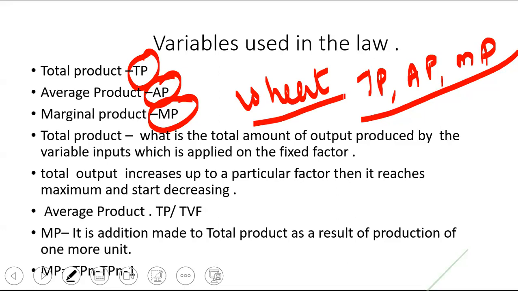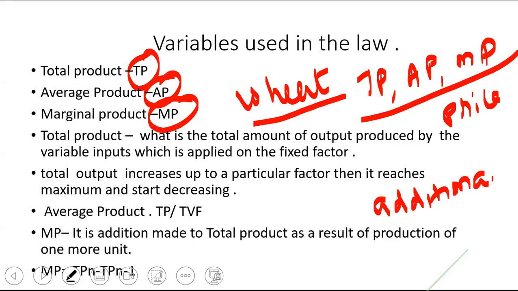What is average product? Average product is generally the price per unit. How will I sell the 100 units? How much will I charge for one unit? That is average product. Marginal product, you have studied. Marginal is the additional. When I am producing more units, what is the additional unit? What is the additional?